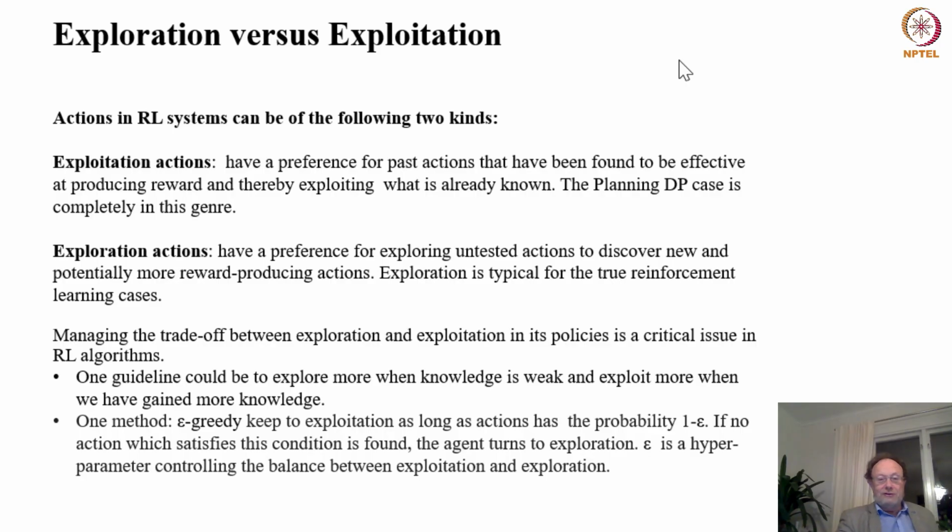A more dynamic method, which is, for example, the one called epsilon greedy, really does this judgment with a finer granularity. So actually, what one does is define a little window. So if you have an action which has a probability very close to 1, then you keep to that. But if you cannot find actions with such high probabilities, then you turn to exploration.